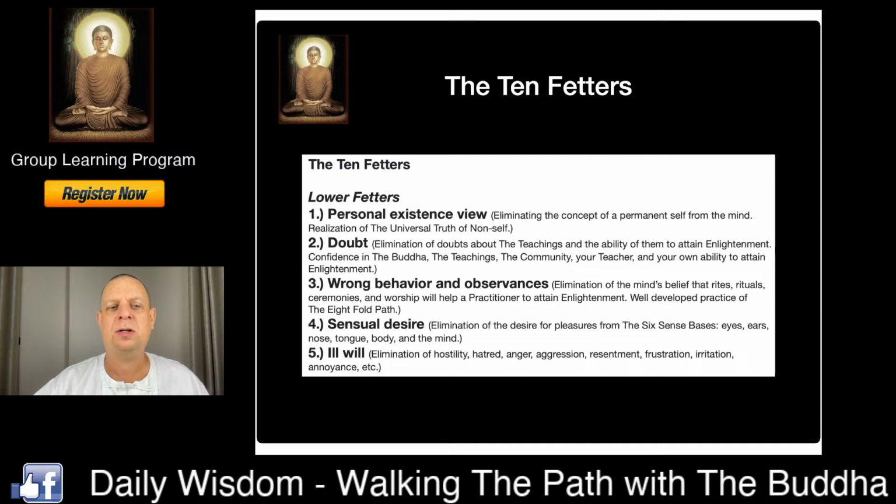Then there's the fetter of doubt. This fetter is where the mind has doubt about the Buddha, the teachings, the community that you're part of, your teacher, or your own ability to attain enlightenment. And it's very common for somebody to have doubt when they first come to the path to enlightenment. You might doubt whether this person, the Buddha, even existed. You might doubt whether or not his teachings actually lead to enlightenment, or whether enlightenment is even possible.